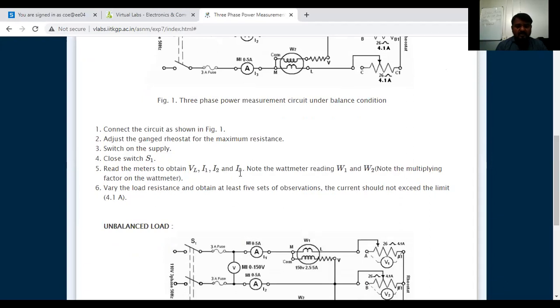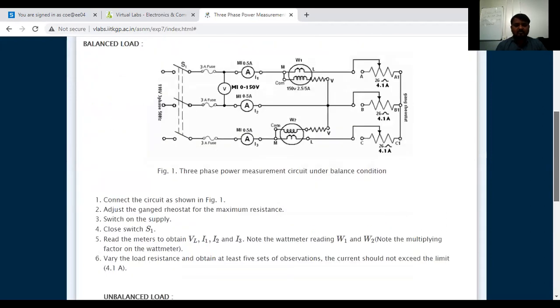There is a connection diagram here, where the load resistance is shown, and obtain at least 5 sets of observations. The current should not exceed the limit of 4.1 ampere. Here the load resistance rating is 4.1 ampere, so that is the rated current; more than that we should not give. We have to vary the resistance load and note down the power. That is what we call the balanced load.